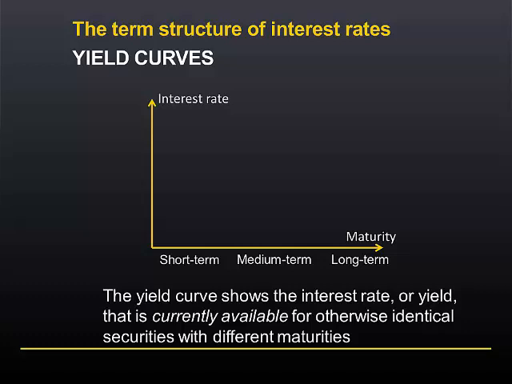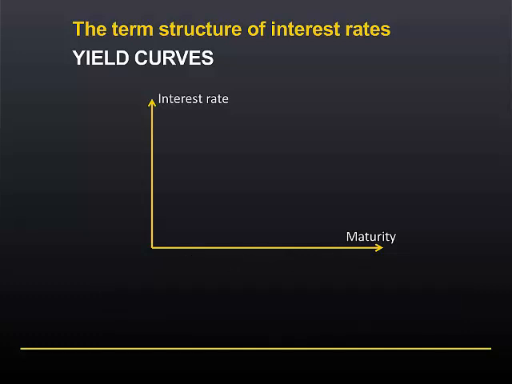The other point to note is that they must be otherwise identical securities. Yield curves are typically plotted for, for example, government bonds, because they are all exactly the same except for the yield to maturity. If you try to include different kinds of securities, different kinds of investments in the same yield curve, the information that it provides would be meaningless.